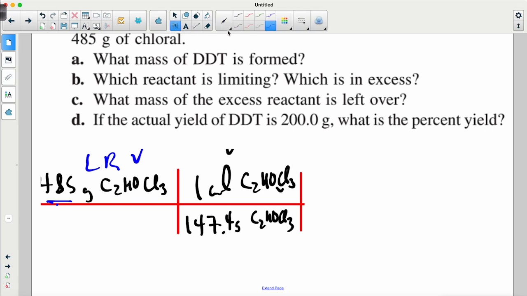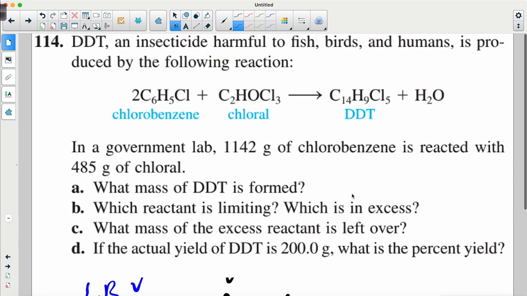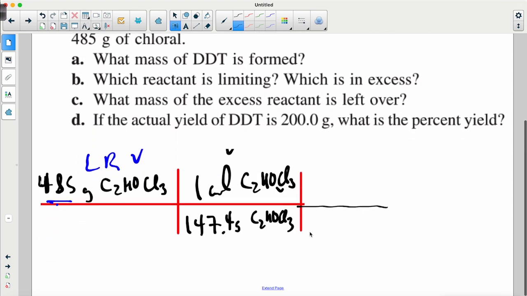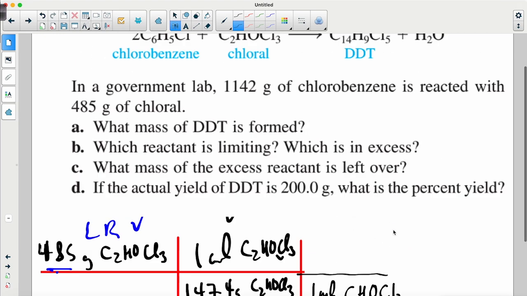Is figuring out the limiting. We took our limiting reactant grid and we're going to repurpose it. We're going to use the front part of the grid. This should also be here, but it wouldn't let me cut it. So it goes 1 mole of chloral here on the bottom. We recycle from the original grid.